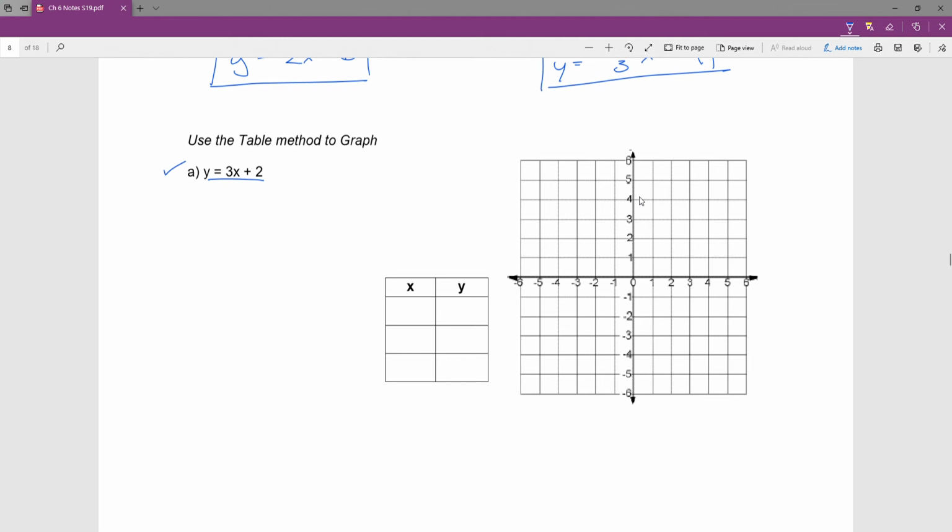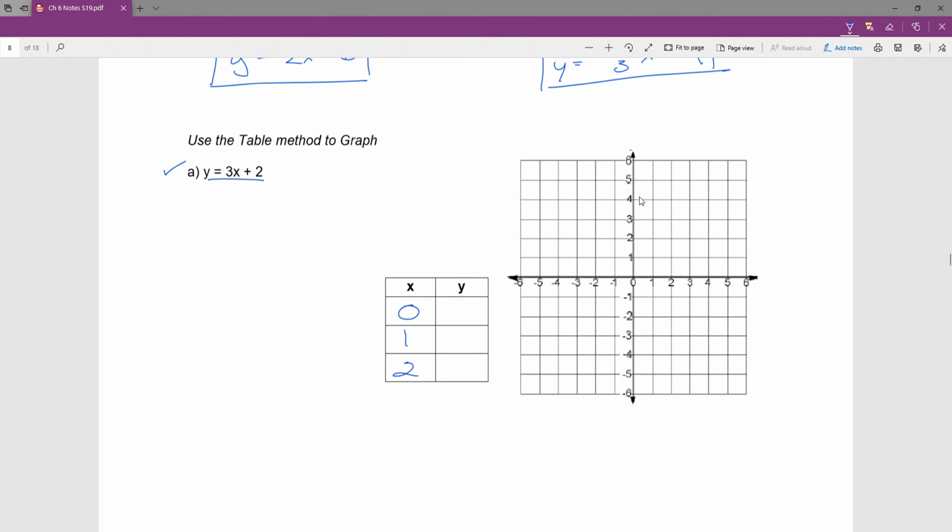So you can pick any values of x that you want. I always keep them as small as possible, and I keep them positive because I make mistakes with negative signs. So you can choose negative signs if you want. Sometimes things do kind of spill off the page, but I typically choose 0, 1, and 2.